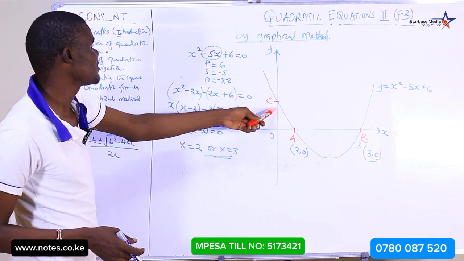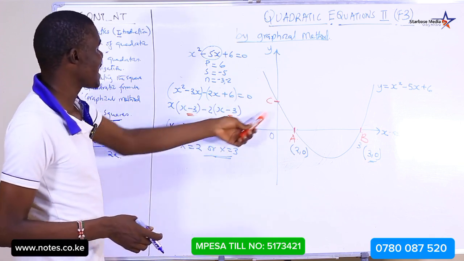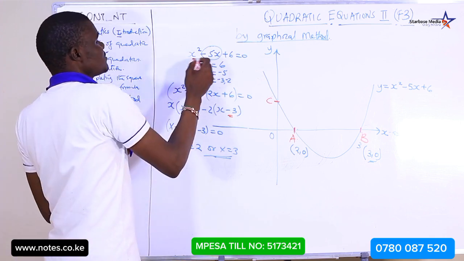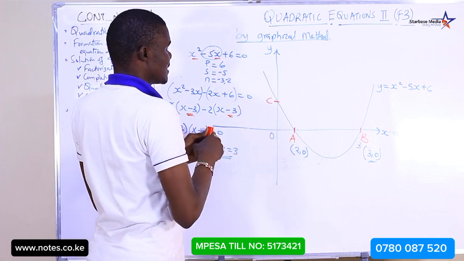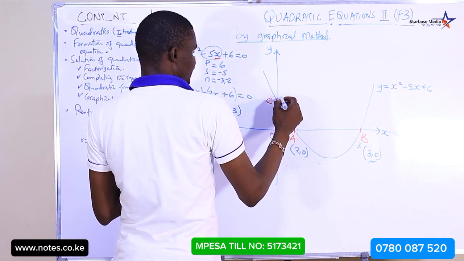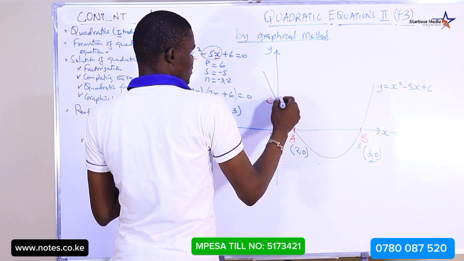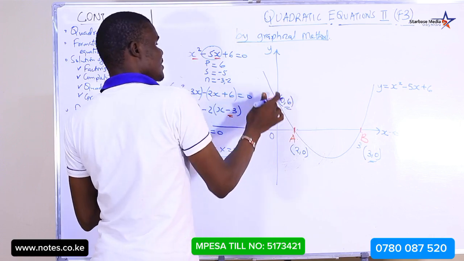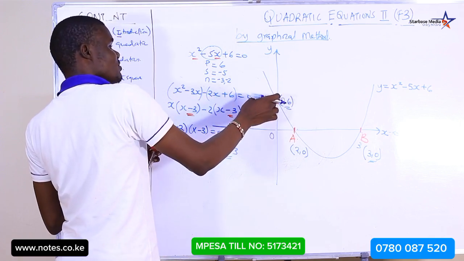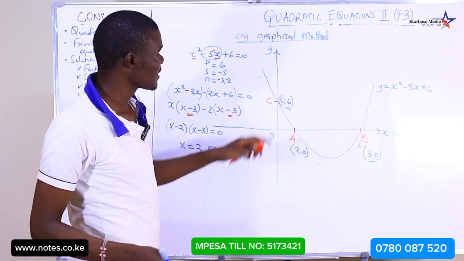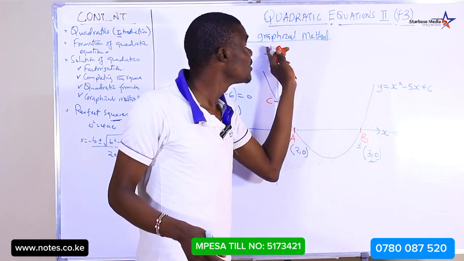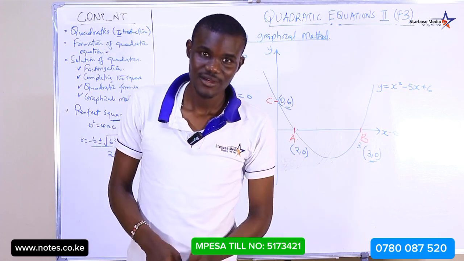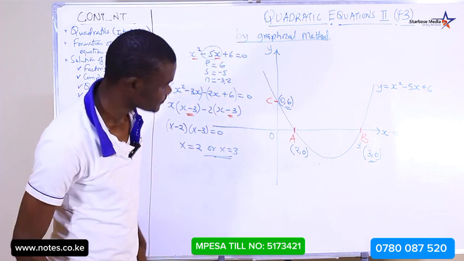And then C, how do you get C? You just say at y-intercept x is 0. So you replace everything here by 0, 0. So here will become 6. So it is 0, 6, because it is the y-intercept. So here x is 0, but y is 6. Yeah, so that is how we analyze graphs in order to get solutions of that particular graph. That is all about that.